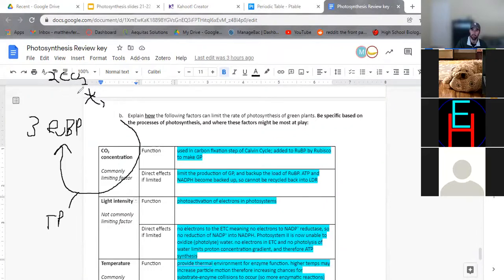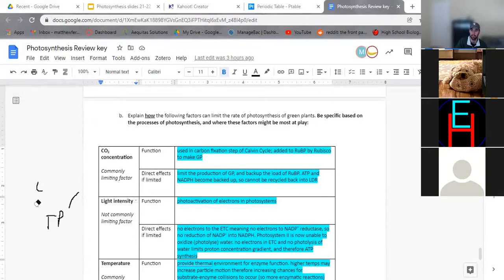We can still attach a couple of these carbon dioxides to RuBP, but that would now only result in 12 total carbons, because we only have 4 molecules of GP, which means we only have 4 molecules of TP, which means if we lose another one, now we only have 3 TP here, which is 9 total carbons. And that's not even enough to make 2 RuBP molecules. That's kind of what we're looking at here.